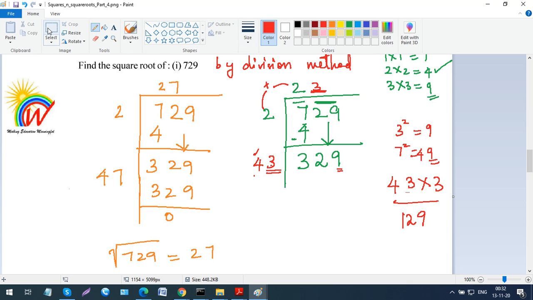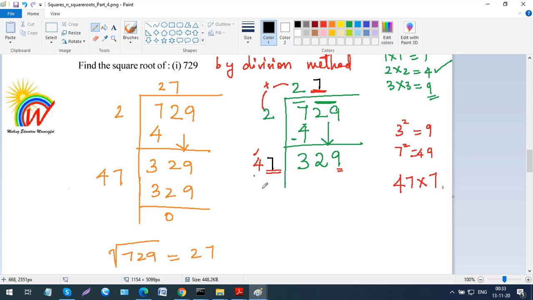So let me erase this now. The next possibility is 7, because 7 square is also going to give you a 9 at the end. So let me put 47 and 7. Now what will I do? I will just use a 7 over here and a 7 over here. The same number I'll be using.